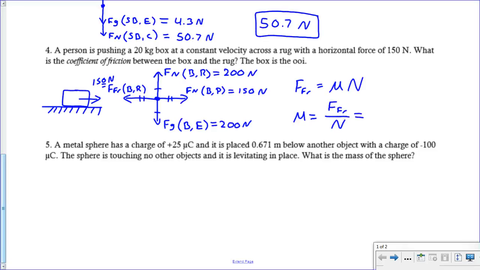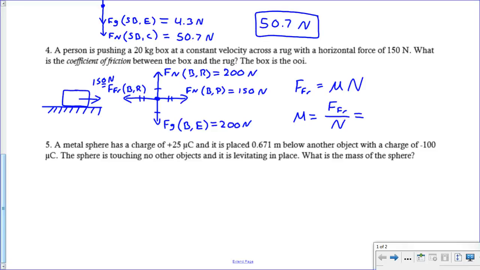Some of you might be looking at this and saying, okay, there are two normal forces. Which one do I use? Well, the friction force we're interested in is between the box and the rug. So the normal force that we need to look at is the one between the box and the rug. That's the upward one. We're looking at a box and rug interaction for the friction force, so we need the box and rug interaction for the normal force.